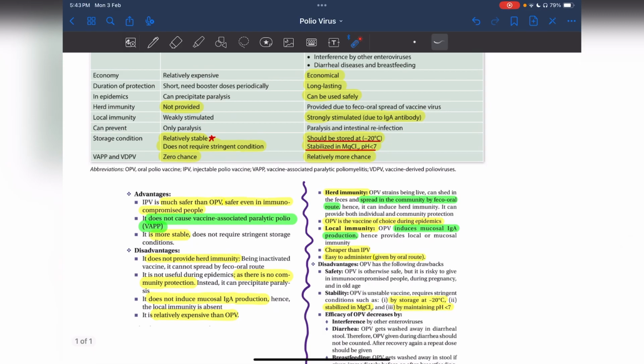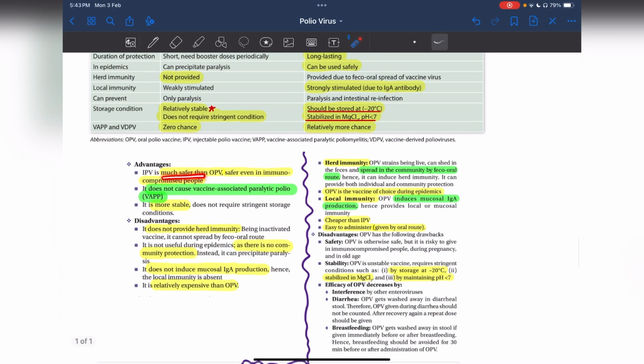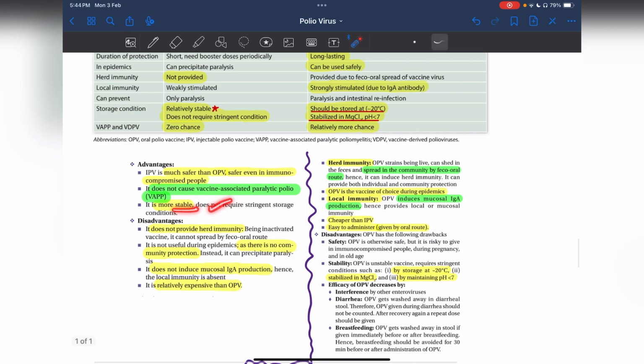Now, coming to advantages and disadvantages of both of these vaccines, IPV is much safer than OPV. It does not cause VAPP or VDPV, and it is more stable. So these are advantages. Disadvantages: it does not provide herd immunity. It does not provide any community protection. It does not induce local immunity, and it is more expensive than OPV.